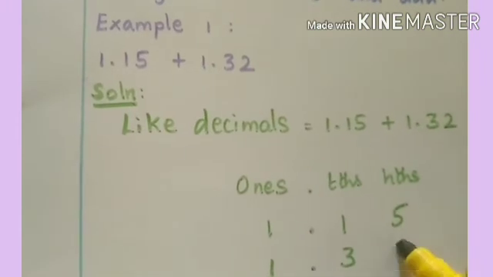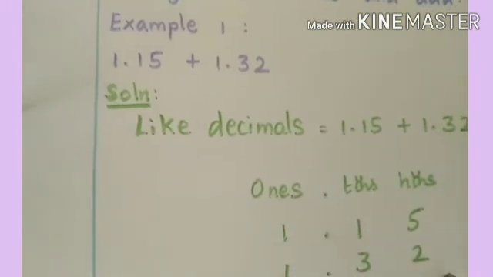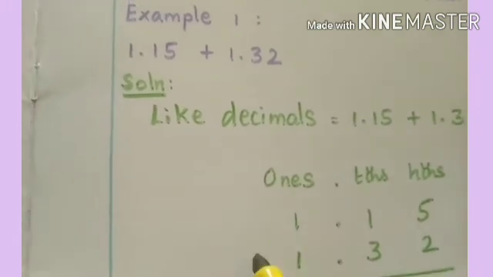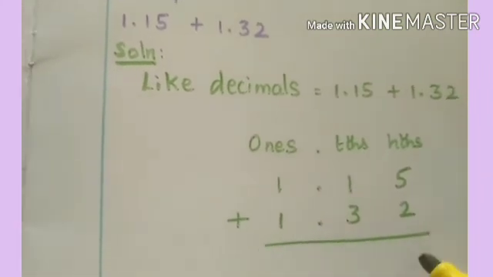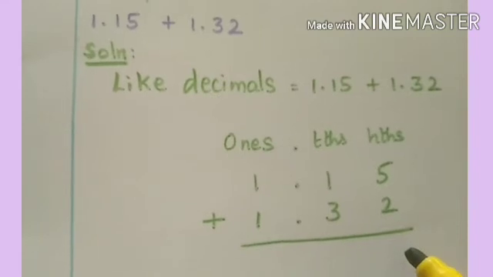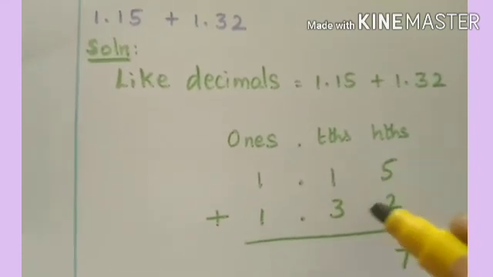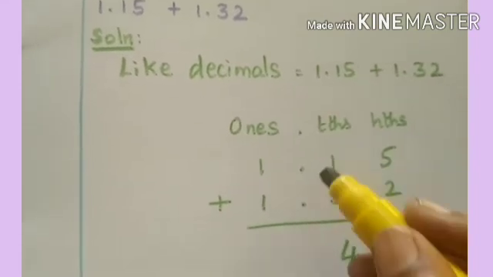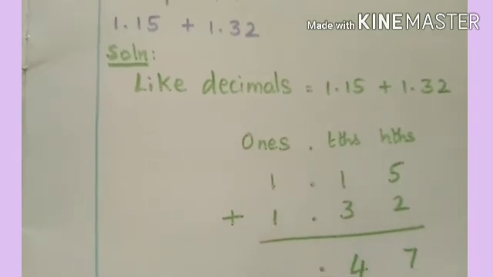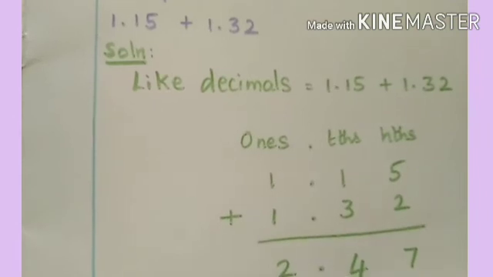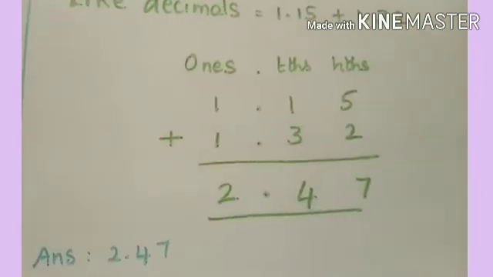Now add these two decimals. Add 5 and 2, we get 7. Then add 1 and 3, we get 4. Point, add 1 and 1, we get 2. Now we get the answer as 2.47.